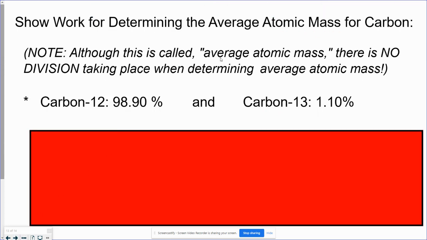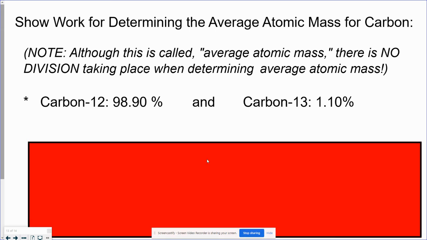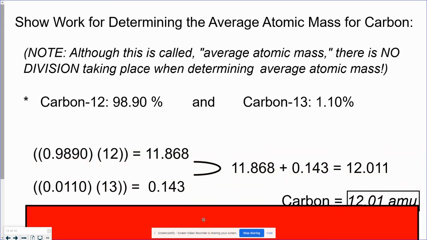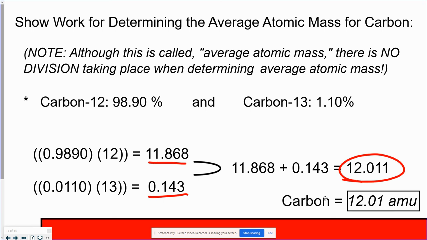Okay. So here's all that work that I was showing you. You take that, multiply it, take that, multiply it. You get these answers. You then add those up. You're going to get 12.011. Round it to the hundredths place, and you get carbon equals 12.01 AMU. Now, for us, you would type it in as 12.01 AMU C, or carbon.